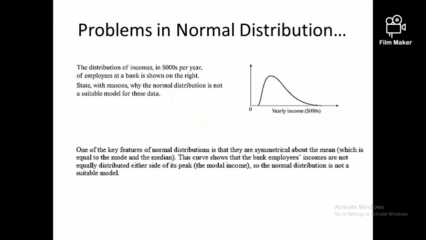The next case: the distribution of income in dollars per year, in $1,000 per year, of employees at a bank is shown on the right. State with reasons why the normal distribution is not a suitable model for this data. Obviously, we know that the normal distribution can be applied to symmetrical data. This is not symmetrical data, it's skewed data. For skewed data, we cannot apply the normal distribution.